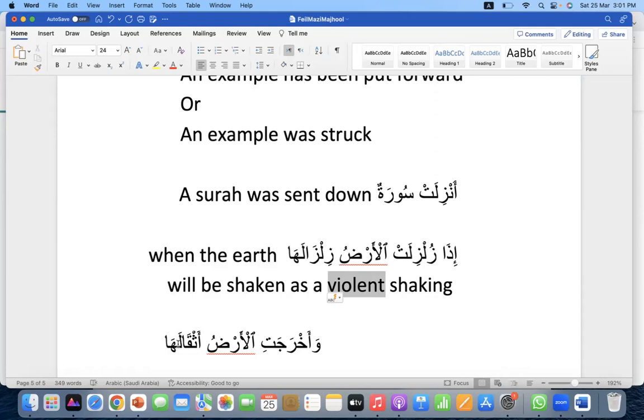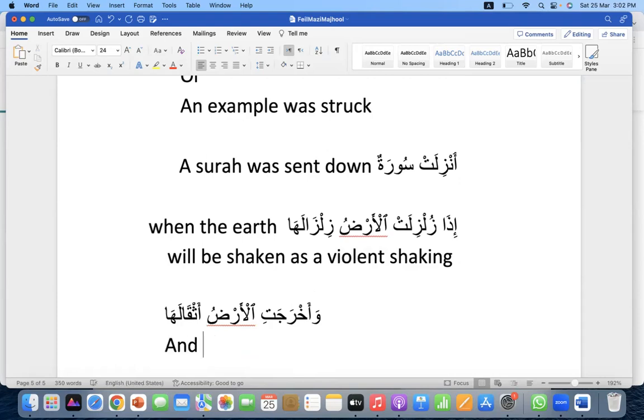It's mudaf, mudaf ilayhi. Here, if you see asqala and ha, why ha, not hu? What is this ha referring to? Al-ardu. So this attached pronoun is referring back to the earth, that's why ha. Now, how will you translate this? Akhraja means throw out. Wa akhrajatil arzu asqalaha.